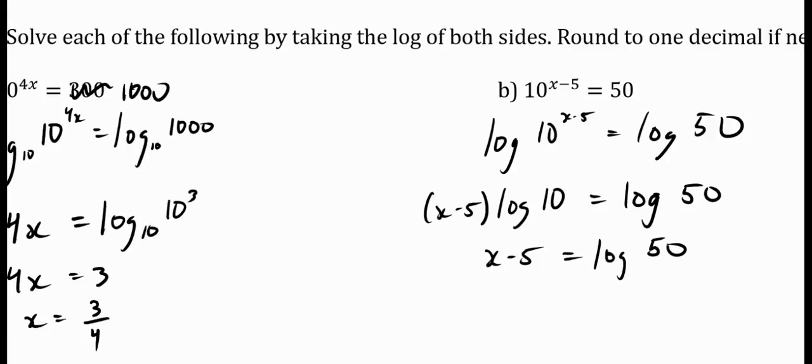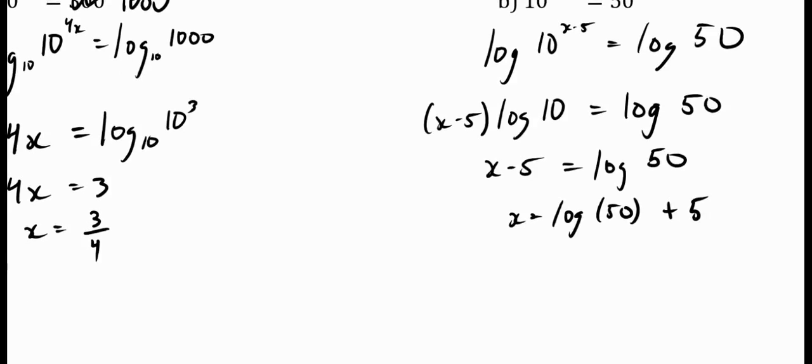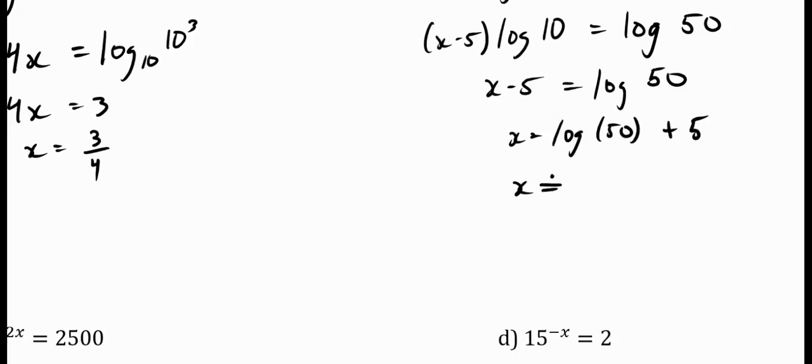Now the log of 50, here's where you're going to use your calculator. So if you don't have it out, you can pull it out quickly. We can do that because everybody's calculator should at least do a log of base 10. So when we take the log of both sides, for now, we're using log base 10. Okay? And I'm going to add 5 to both sides. I'm going to get x equals log base 10, remember, we're not writing it anymore, but that's what that means, of 50 plus 5. And I'm just going to punch it into my calculator and get a decimal and round to 1 decimal place if necessary.